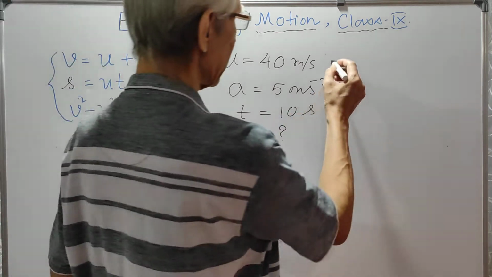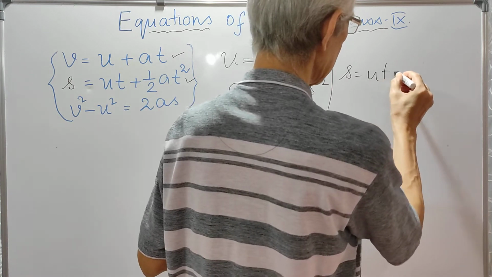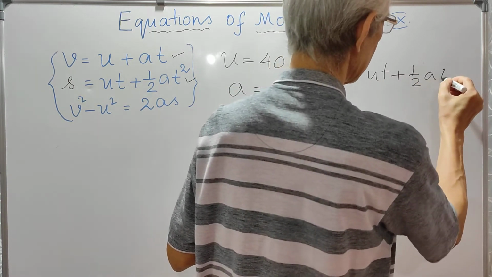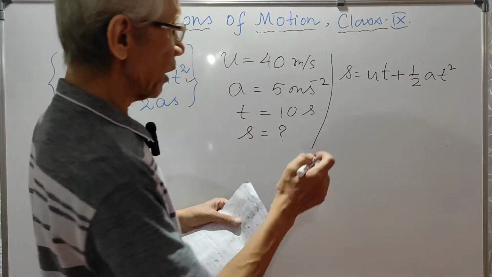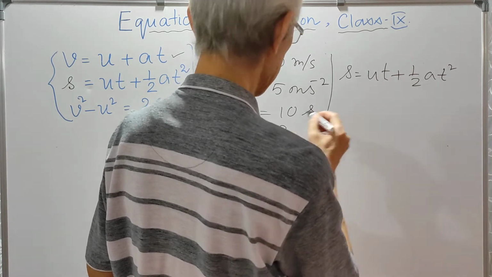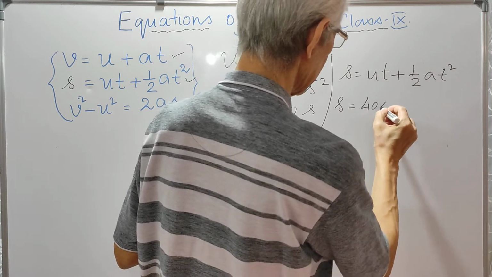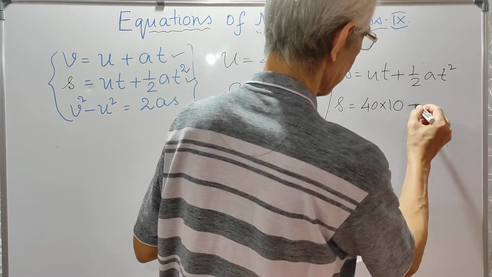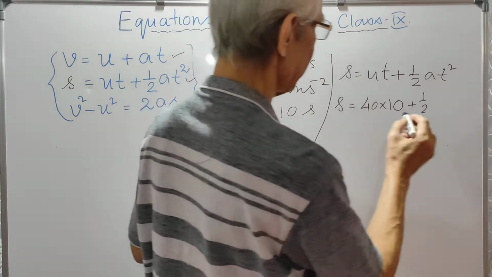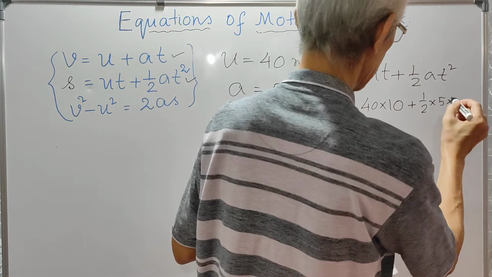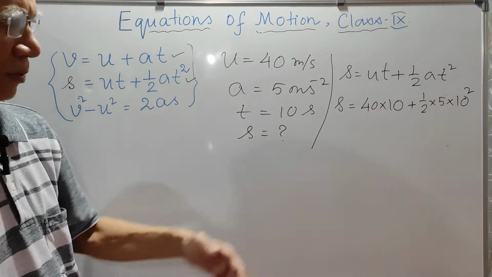All right. So I write the second formula. So s equal to ut plus half at square. Then simply put the value. S I have to find out. S equal to ut. U is what? 40. 40 into t. T is 10, plus half a. A is 5, into t square. That means 10 square. So simply put the value.